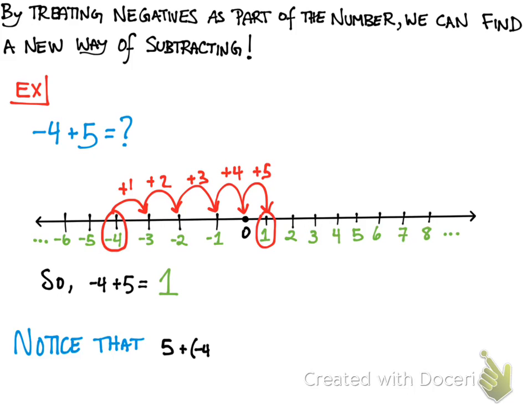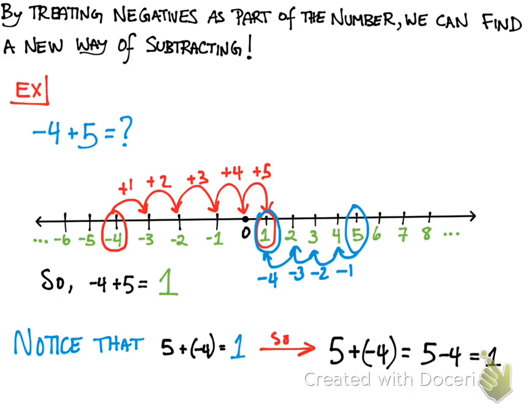So for example, if I do negative 4 plus 5, what I do is I circle in red, I circle the negative 4, that's where I start, and I count in the positive direction 5 times. That's what negative 4 plus 5 means. And if I do that, I land at 1. So negative 4 plus 5 is like saying 5 plus negative 4, or 5 minus 4, which is 1.